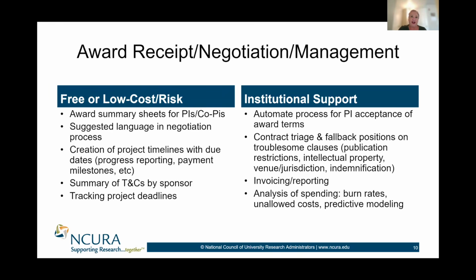And so, AI can generate information like award summary sheets, including things like project timelines for due dates of progress reporting or payment milestones, summarize the terms and conditions, and can also provide suggested language in the negotiation process. So if you put a simple clause into ChatGPT and ask it to suggest revisions to a clause that you might give to your sponsor, it can do that very easily.